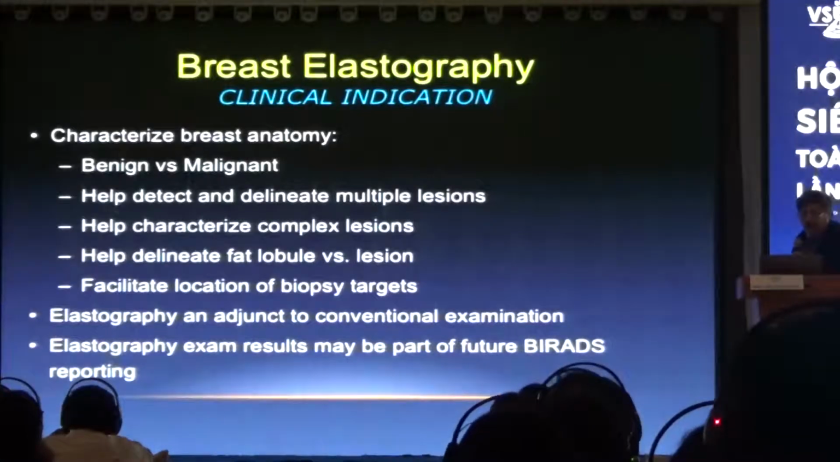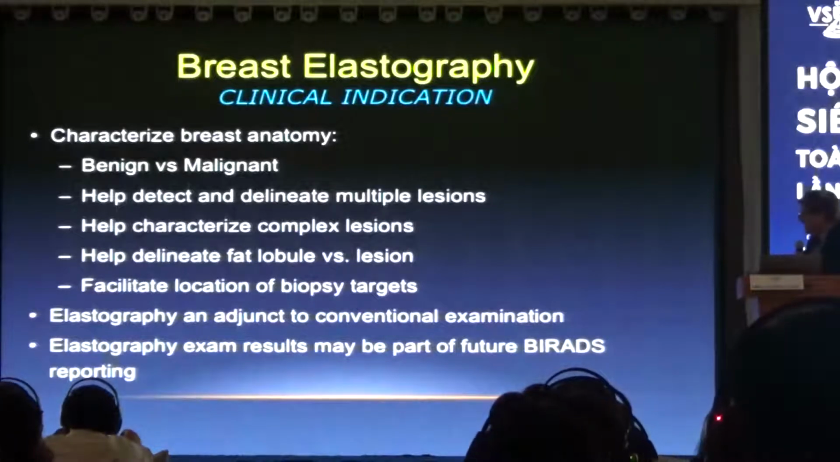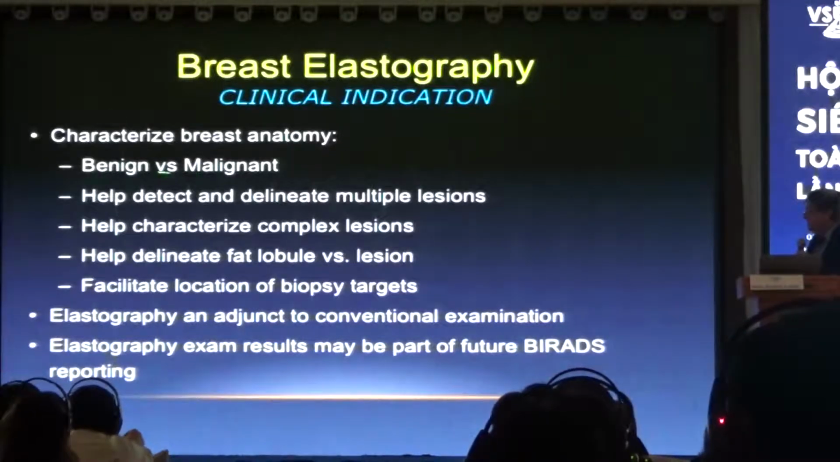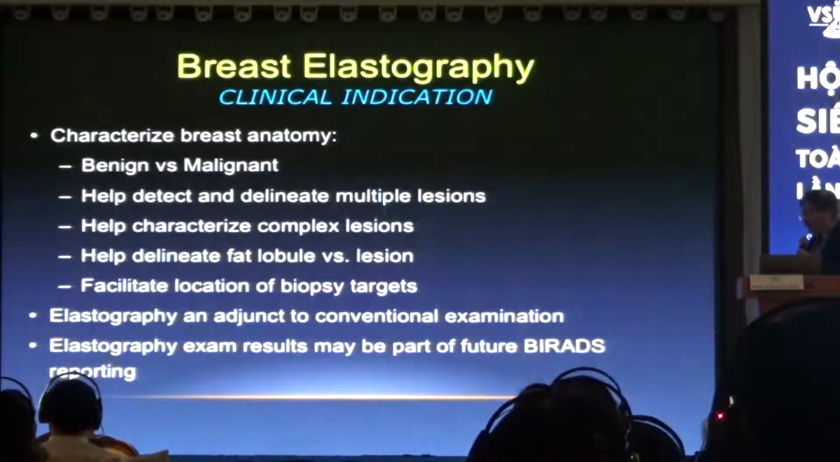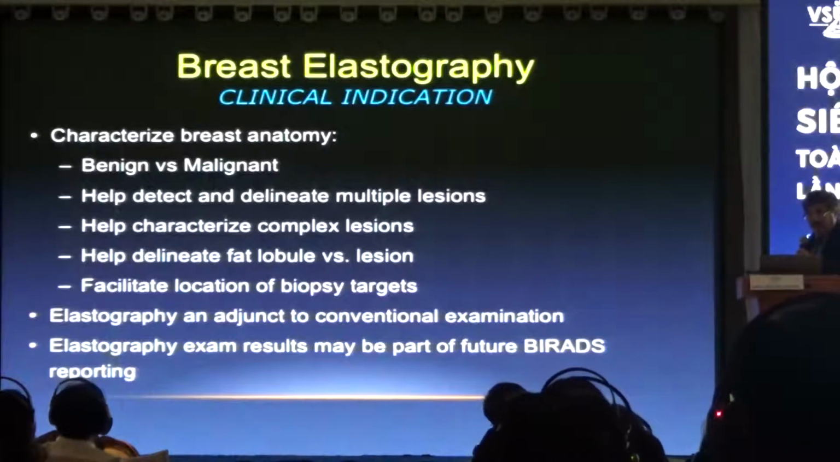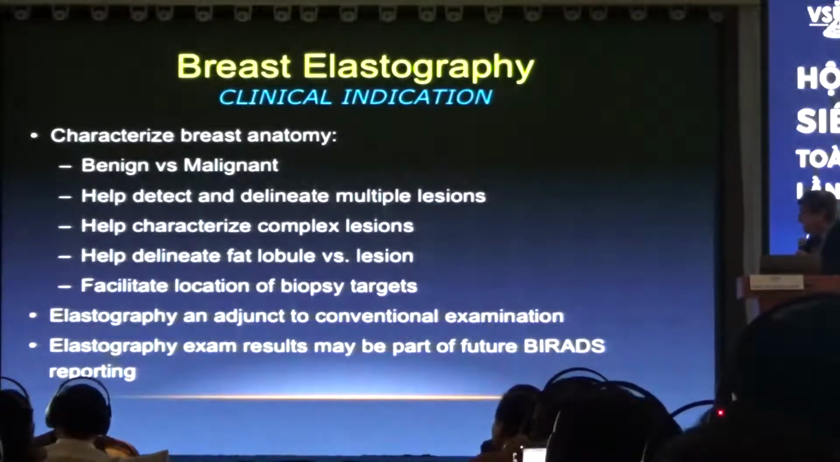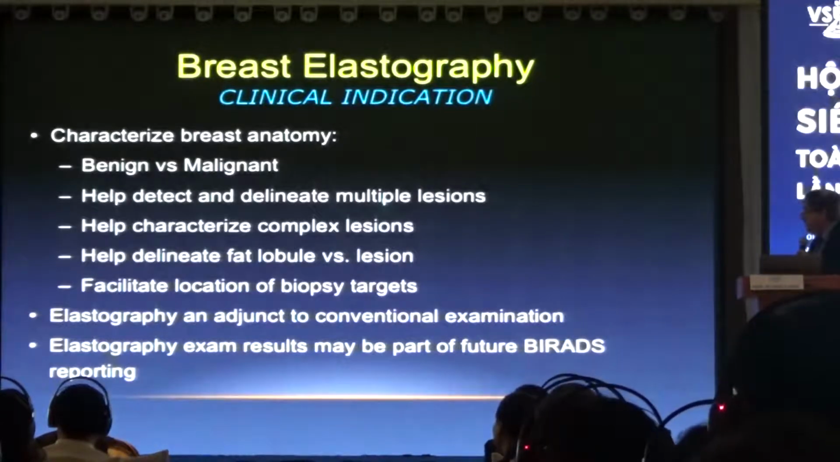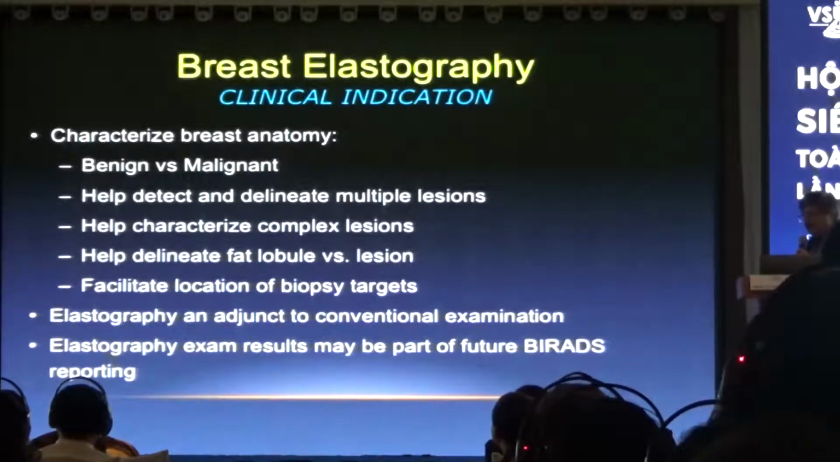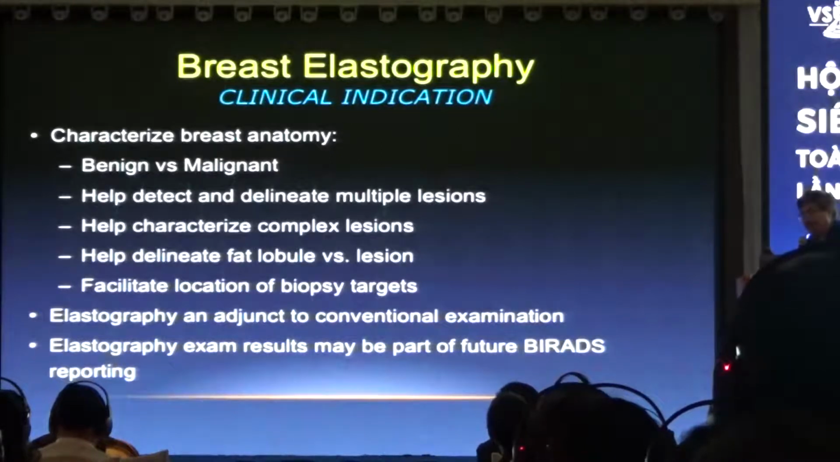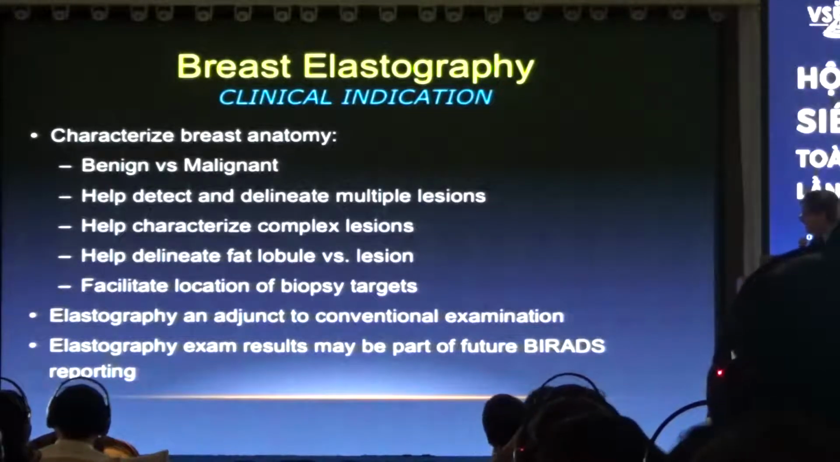So where do we use elastography? We can characterize lesions as benign or malignant. And again, I use the E to B mode ratio. On shear wave, we use greater than 4.5 meters per second or 60 kilopascals as our cutoff. You can help detect and delineate multiple lesions. And I'm very surprised that now we're doing elastography, how many lesions that we think is one lesion on B-mode is actually two lesions that are adjacent to each other on elastography. It helps us characterize some complex lesions.